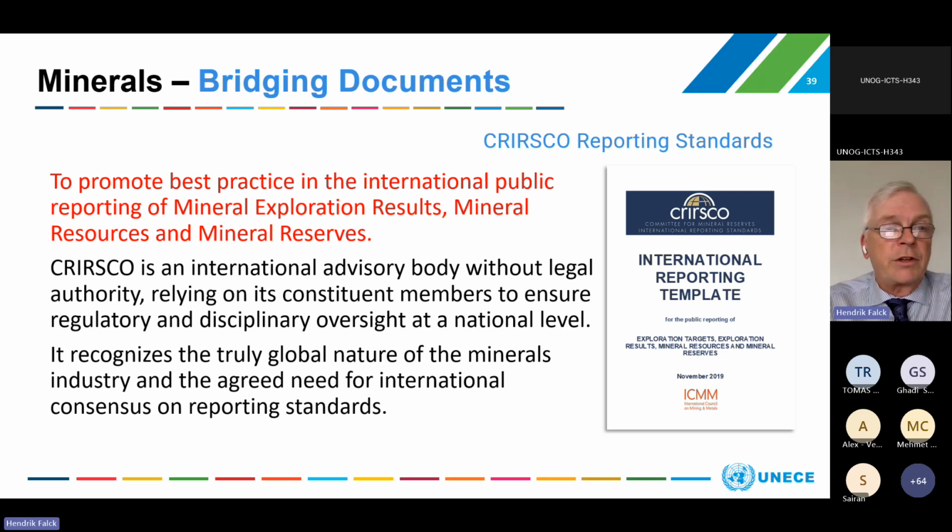And it's important to note that the CRIRSCO group is an international advisory body without any real legal authority, but it relies on its constituent members to ensure that it aligns with their relevant regulatory and disciplinary oversight rules at the national level. So again, each country may have a different code for its own use and for its own stock exchanges, but they should be relatively harmonized using the international reporting template, very similar to how UNFC is being applied on a national level across many different countries as well.